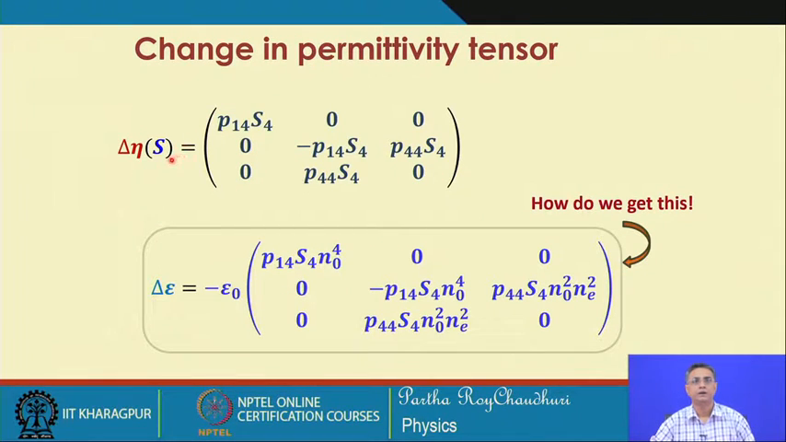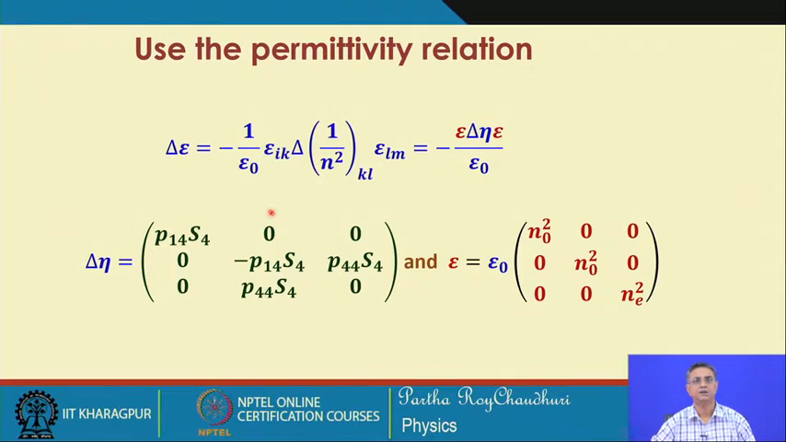Therefore, this change in the impermeability tensor will lead to a change in the permittivity tensor. We will get this equation. So, how do we get this form? Because once we have this in hand, then we can calculate the change in the refractive indices and the birefringence. Therefore, this is the relation that we have used earlier also, delta epsilon_ik equals minus epsilon_il delta eta_lm epsilon_mk.